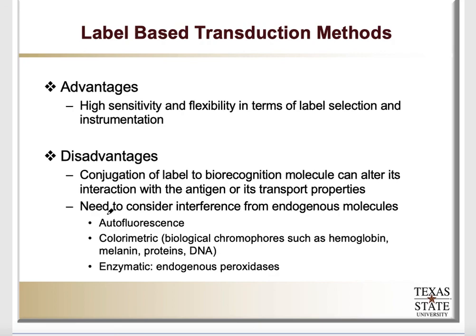All right, in addition to that, we need to consider interference from endogenous molecules, meaning molecules that are already present in the physiological samples or in the patient. One of those things is autofluorescence. There are certain proteins that are known to have fluorescence because of the presence of a certain amino acid that is fluorescent. But typically that autofluorescence is fairly low, so this is not a huge deal.